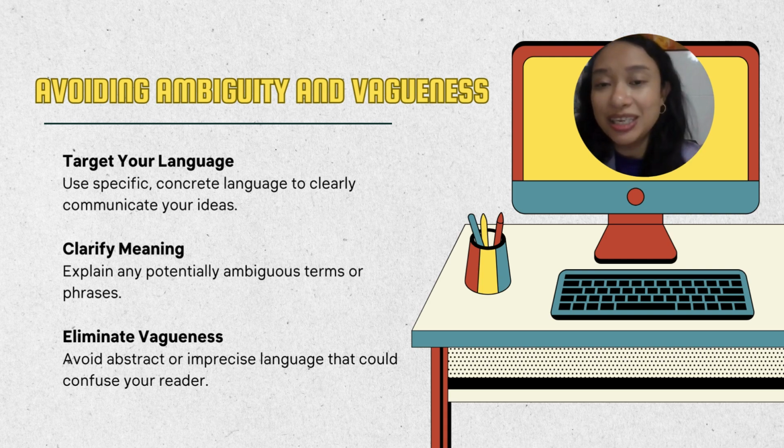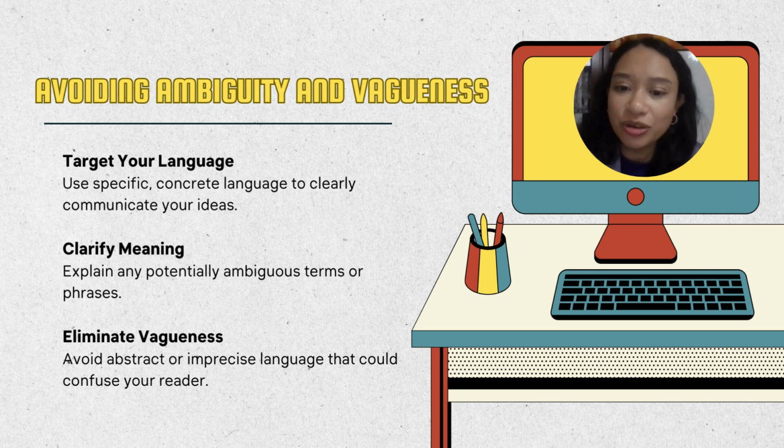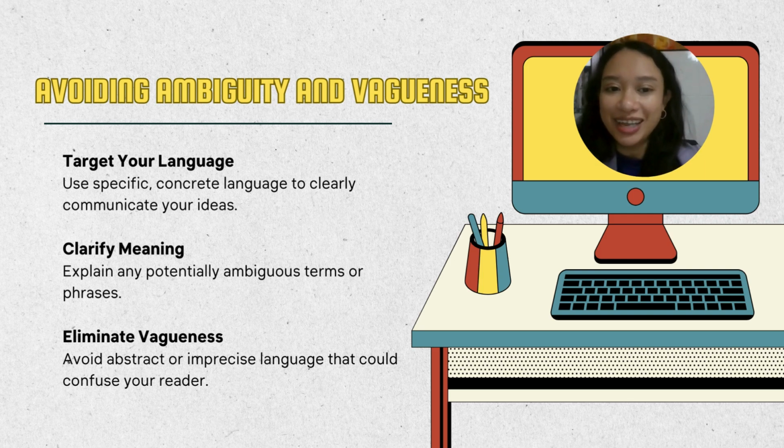Lastly, we need to eliminate vagueness. So avoid abstract or imprecise language that could confuse our readers, that could confuse ourselves. So we write something that we understand, that we know our readers would understand. Try to avoid using Malay words when writing an essay, as sometimes we do not know what other word we are going to use. So maybe we can give a description instead.